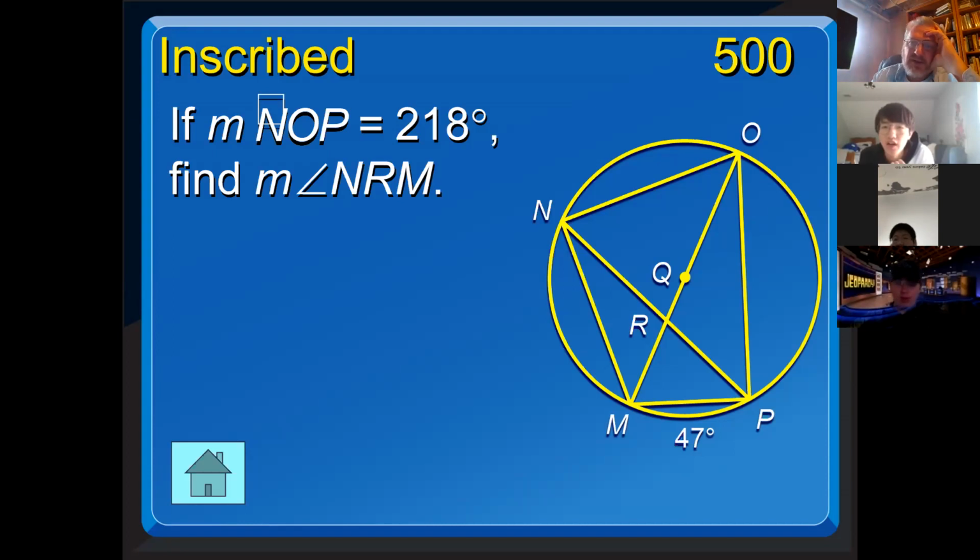Right, but even if you got that, I think the key arc is NO. Even if you got the measure of the arc, you can do the average of NO and MP, and then you do the supplementary, right? Because it's a linear pair. NRO is supplementary with NRM. So I'll give you half for that since it took so long.